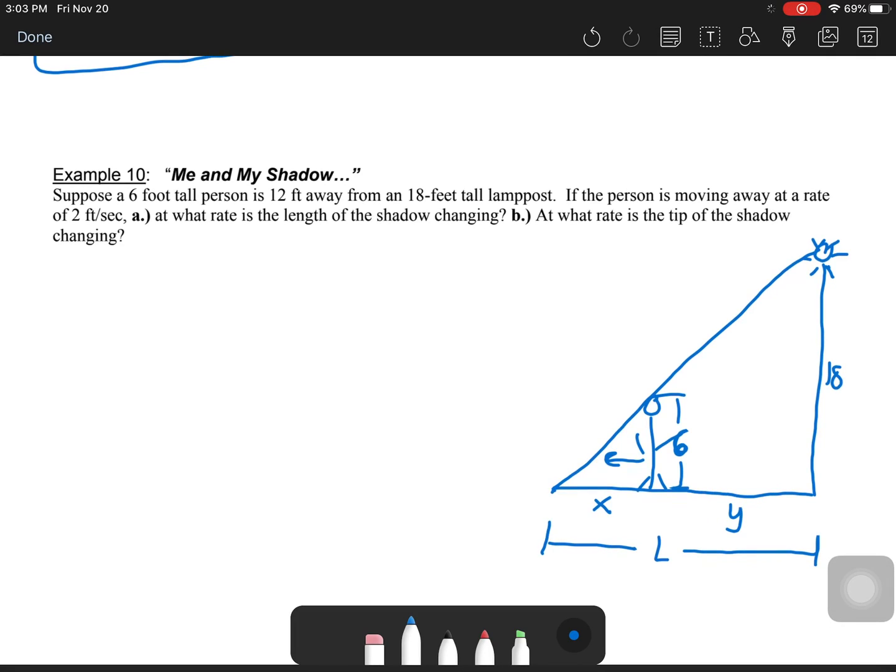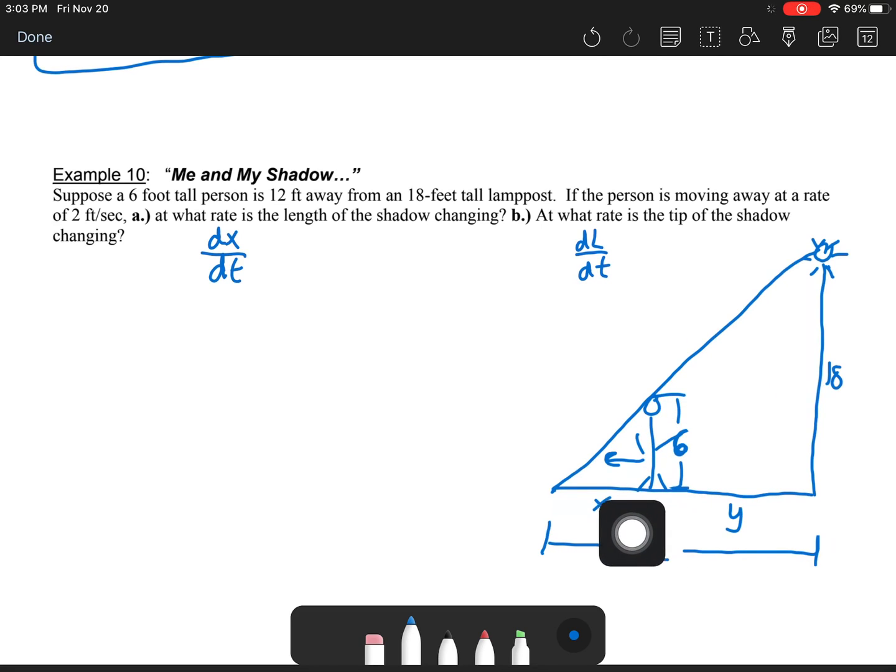So in other words, the way I've labeled this, what we're looking for in part A is dx/dt, and what we're looking for in part B is dL/dt. So what we want to do is set up some type of an equation here, and we've got some similar triangles, is kind of the way I'm looking at this.